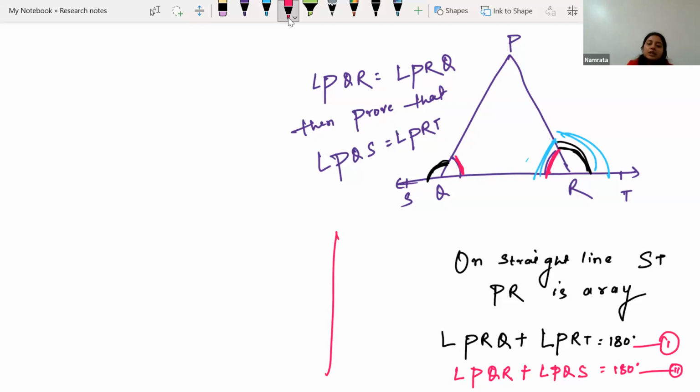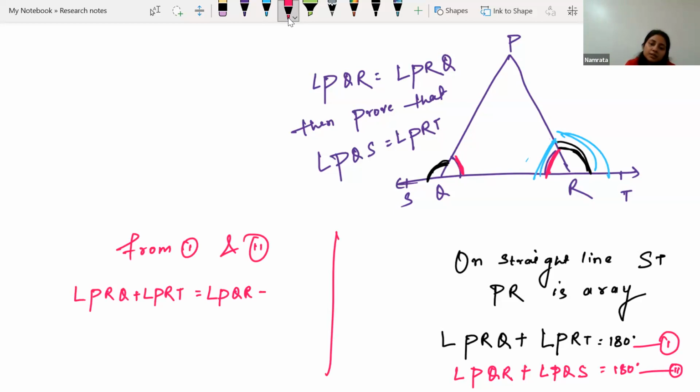Now, we can equate both the equations, like from 1 and 2. Both are 180 degree only. Equation number 1 is 180, 2 is also 180. So we can say that angle PRQ plus angle PRT is equal to angle PQR plus angle PQS, right?